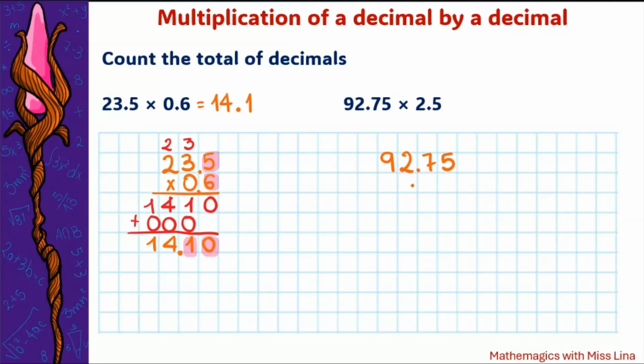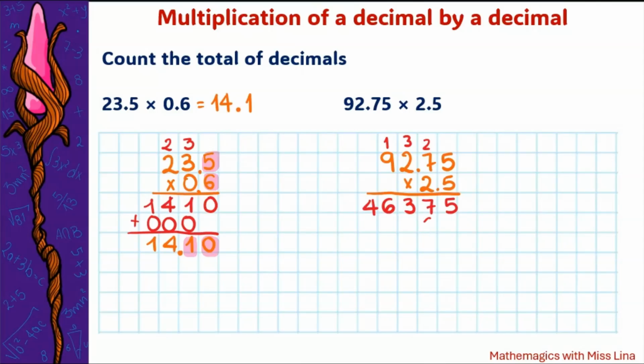92.75 times 2.5. Notice that we don't need to align the decimal point. We just line the numbers to the right and start doing the multiplication normally. 5 times 5 is 25. We carry the 2. 7 times 5 is 35, plus 2 is 37. 2 times 5 is 10, plus 3 is 13. 5 times 9 is 45, plus 1 is 46.